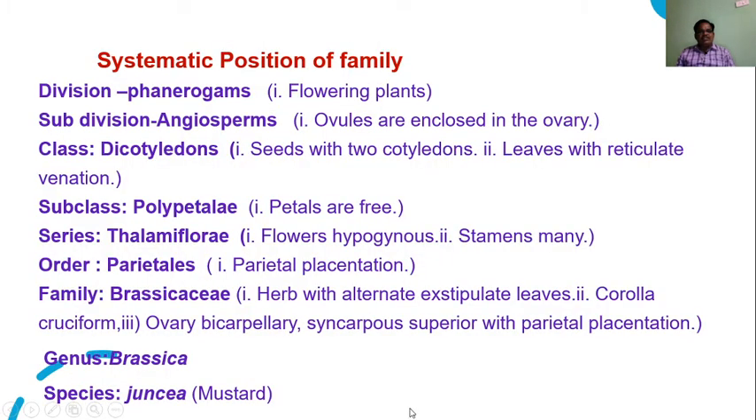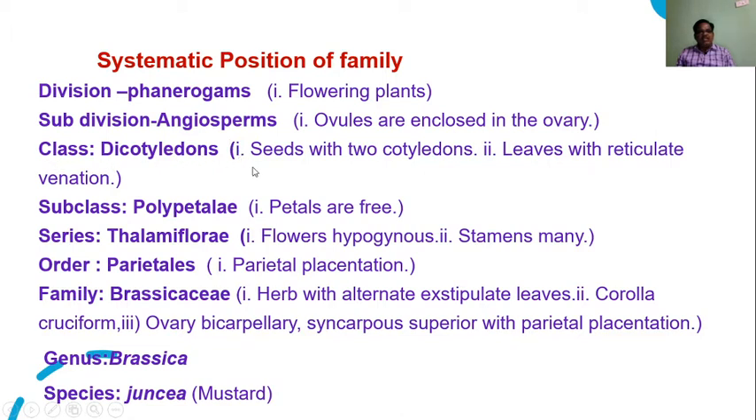Then the systematic position of the family. Division is Phanerogams; the name itself indicates that the character is flowering plants. Then subdivision Angiosperms, that is, ovules are enclosed in the ovary. Flowers are so attractive. These are the characters of angiosperms.